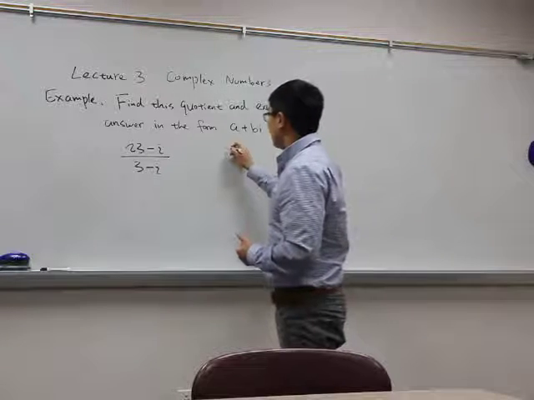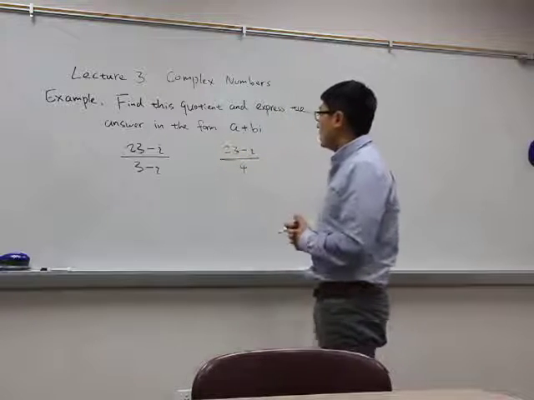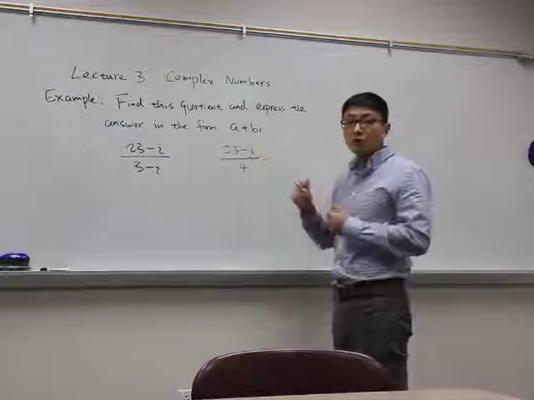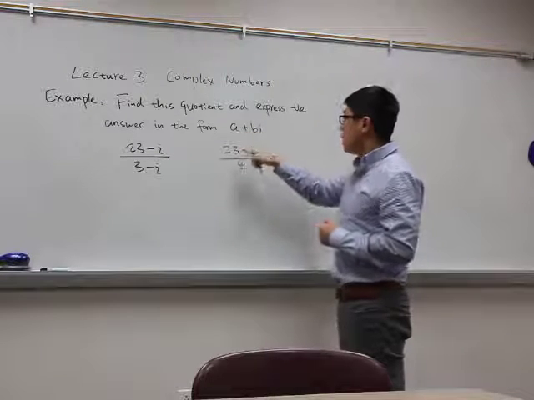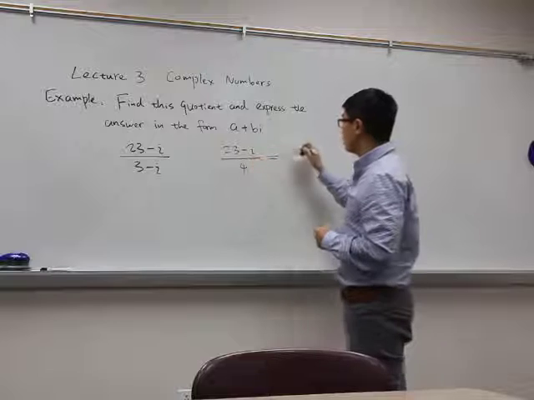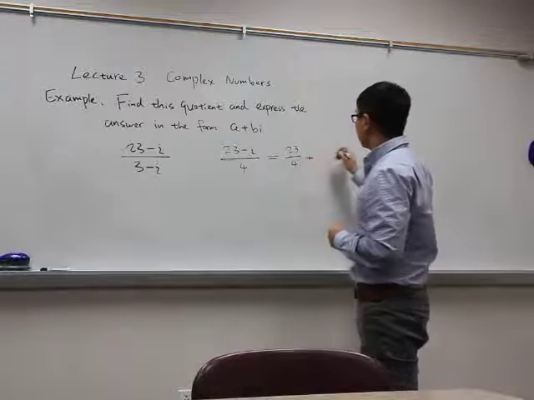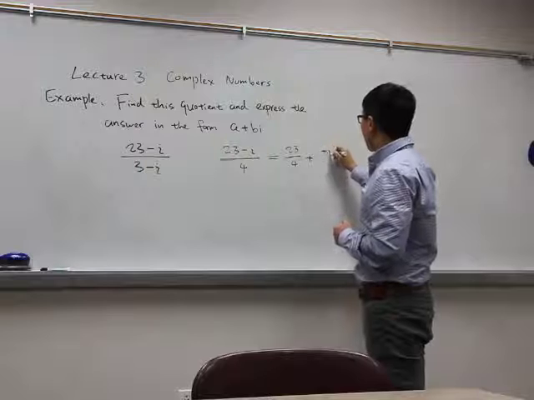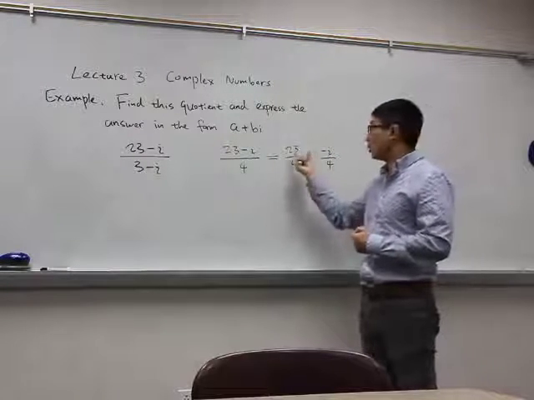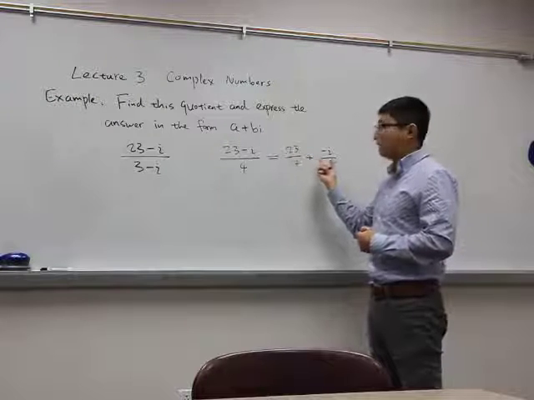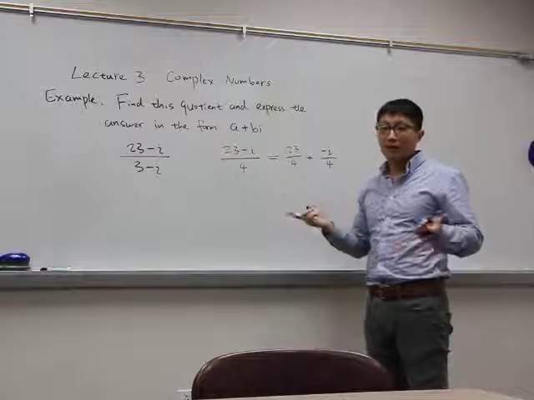Why? For example, if the denominator is 4, then to rewrite this quotient in this form, a plus bi, we just need to split this quotient into 23 over 4 plus negative i over 4. So the real part is 23 over 4, and the imaginary part is negative 1 over 4, right?